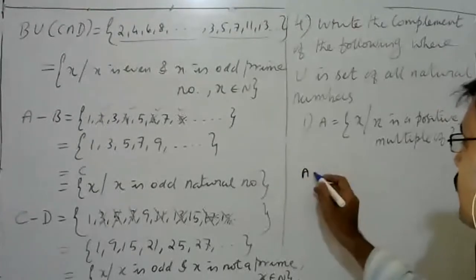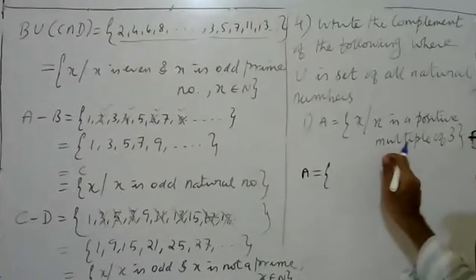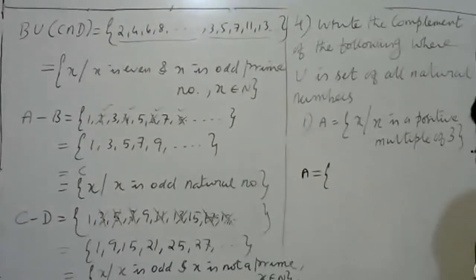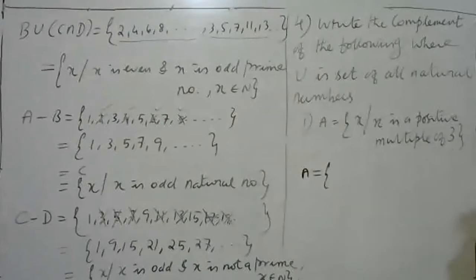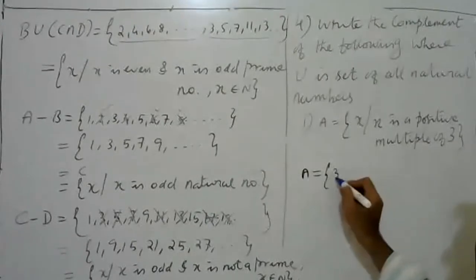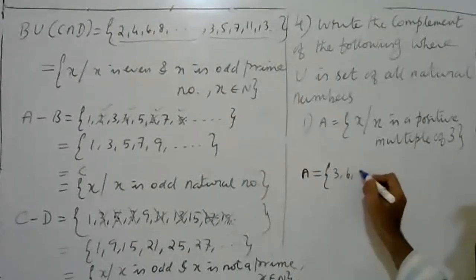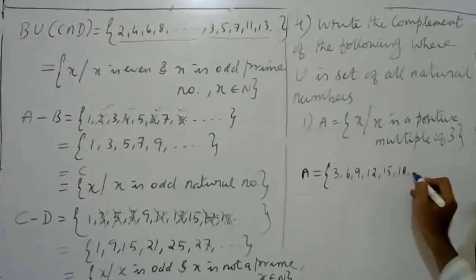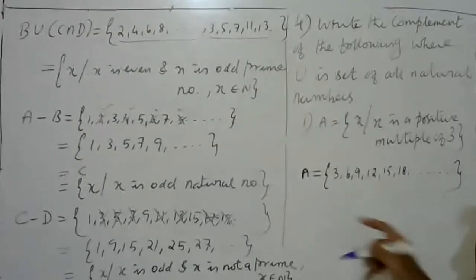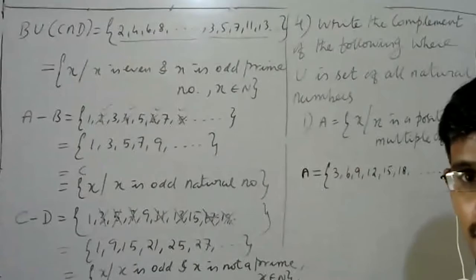First of all, write what is A. Write in set builder form: x is a positive multiple of 3. Positive multiple of 3 means 3, 6, 9, 12, 15, 18, etc. This is A, given A.